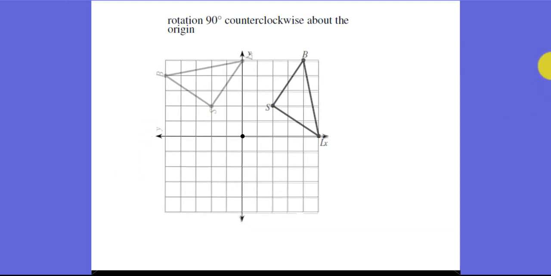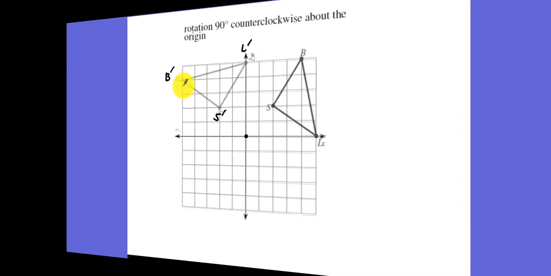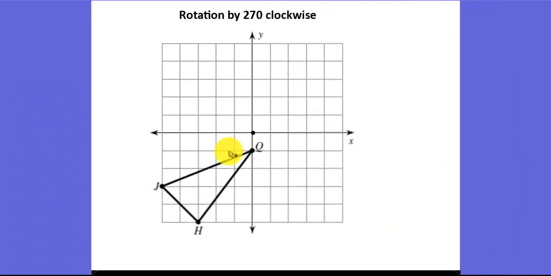Alright, here we go. So my image is now in the second quadrant. This will be your S prime, the image of your point S. This will be your L prime, the image of your L, and this will be your B prime, the image of your B. Alright, second example, rotate this triangle by 270 degrees clockwise.